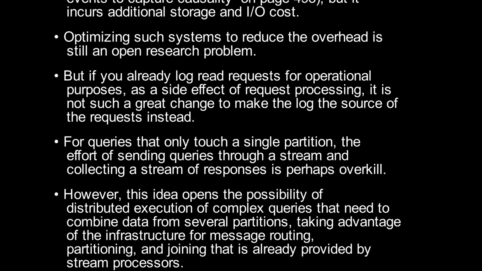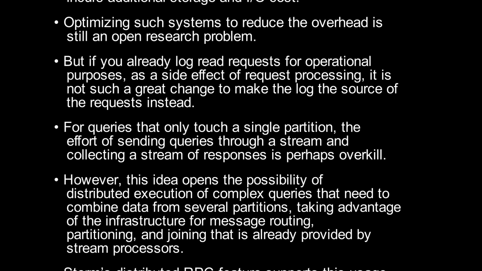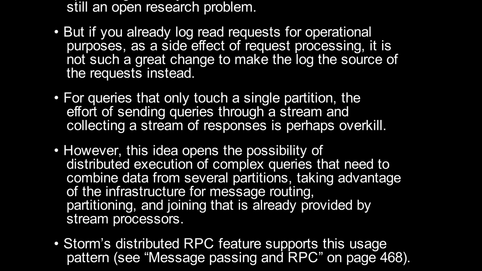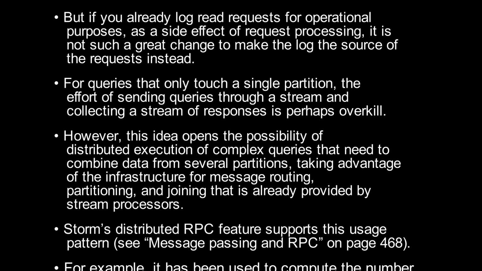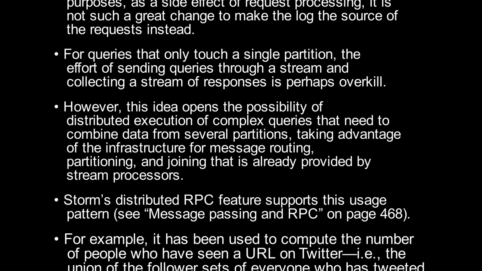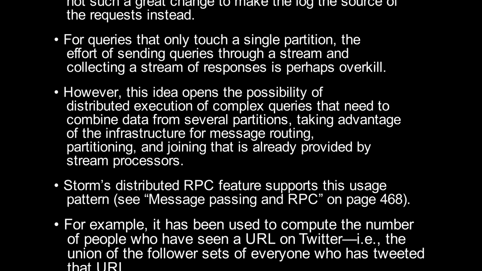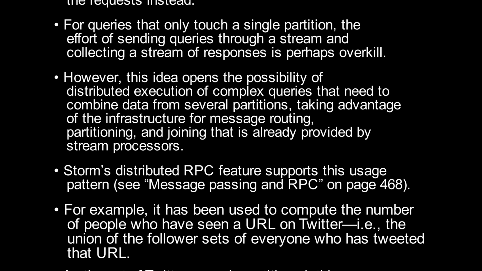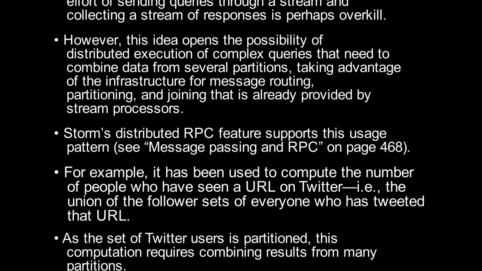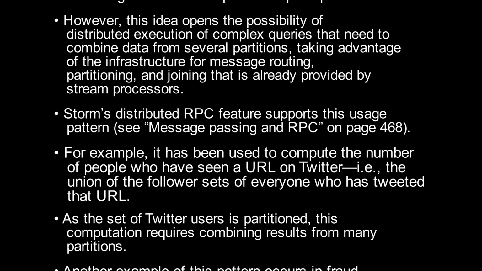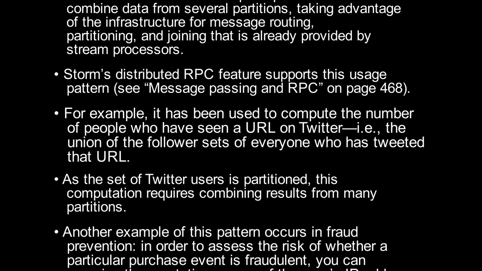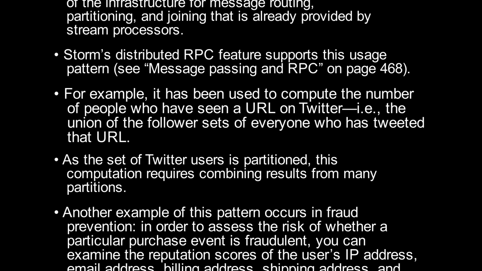However, this idea opens the possibility of distributed execution of complex queries that need to combine data from several partitions, taking advantage of the infrastructure for message routing, partitioning, and joining that is already provided by stream processors. Storm's distributed RPC feature supports this usage pattern. See message passing and RPC on page 468. For example, it has been used to compute the number of people who have seen a URL on Twitter, i.e. the union of the follower sets of everyone who has tweeted that URL. As the set of Twitter users is partitioned, this computation requires combining results from many partitions.